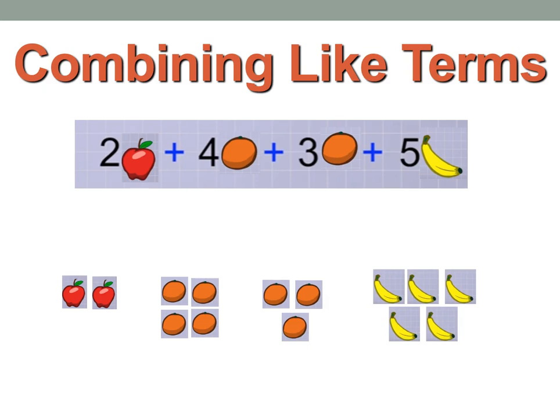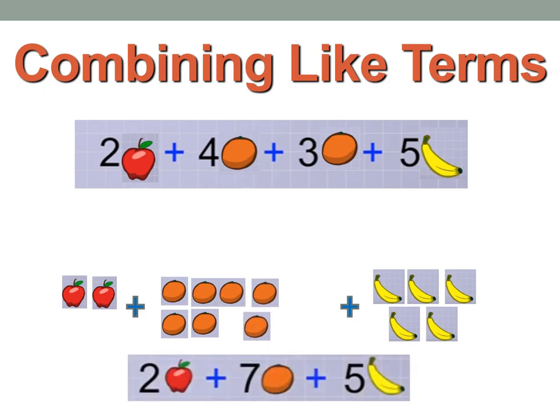And just like we have the plus signs here, I'm going to put them here. Now, with the oranges, I don't need to say 4 oranges plus 3 oranges. I could combine those and put them together, and we have 7 oranges. So I can actually rewrite this as 2 apples plus 7 oranges plus 5 bananas. And that's the same as what we had up here.